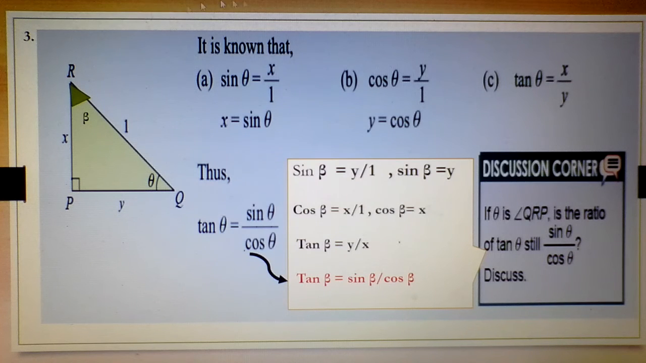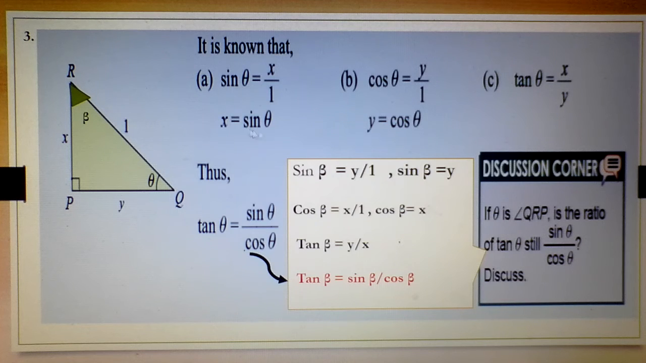Okay, the third question. Let's say we have PQR, the triangle. So PQ is marked as Y, PR is X, RQ is 1. Okay, so it is known that sine theta, so look at this angle theta, sine opposite divided by hypotenuse, so X divided by 1, meaning X equivalent to sine theta. For cos theta, adjacent divided by hypotenuse, so Y divided by 1, so we get Y equals to cos theta. So from here tangent is opposite, adjacent, so we get X over Y.